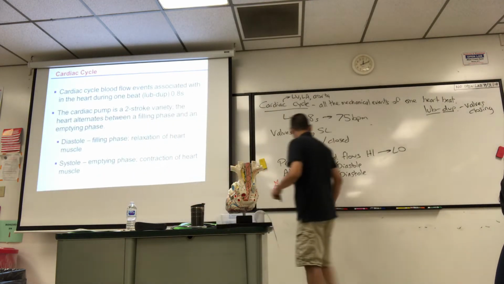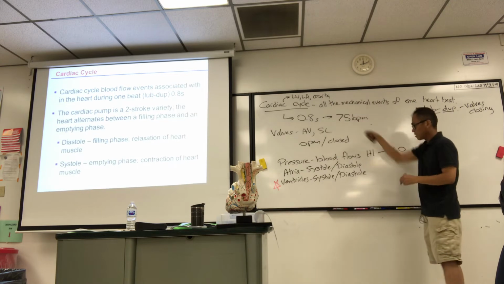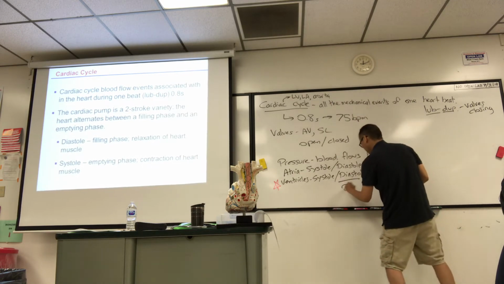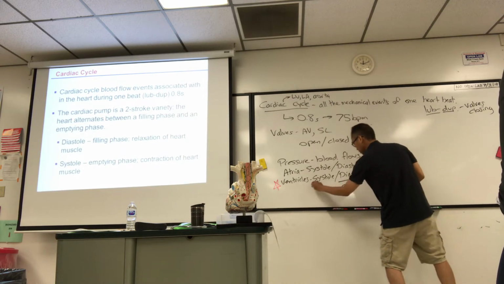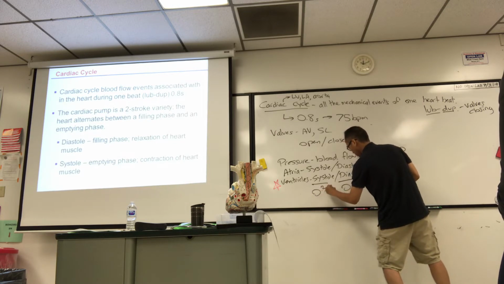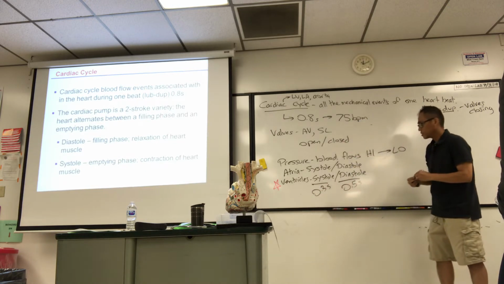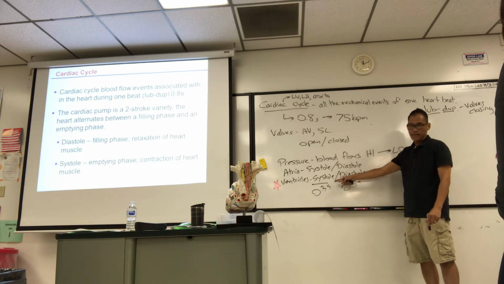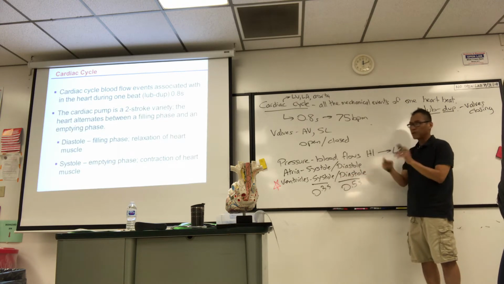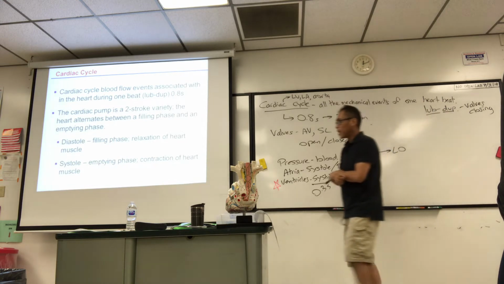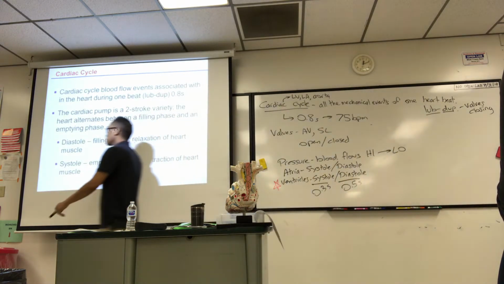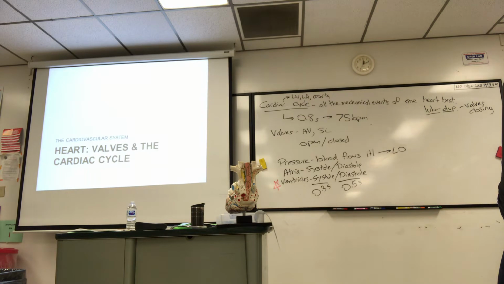Turns out, of that 0.8 seconds, diastole is about 0.5 and systole is about 0.3. They're both important. Systole is the thing. It's what the heart does. In that 0.3 seconds, you're ejecting blood from the heart and pushing it to the body parts. A strong heart contracts hard.